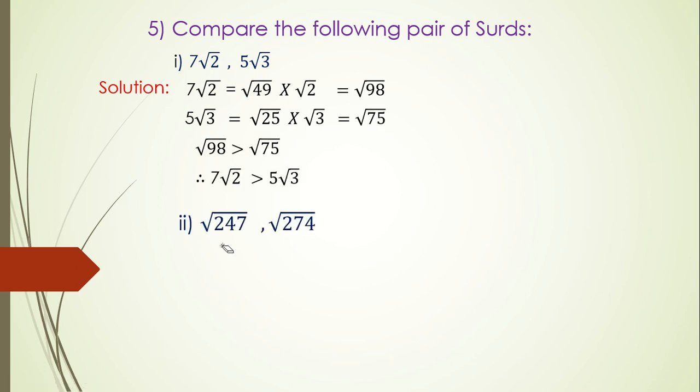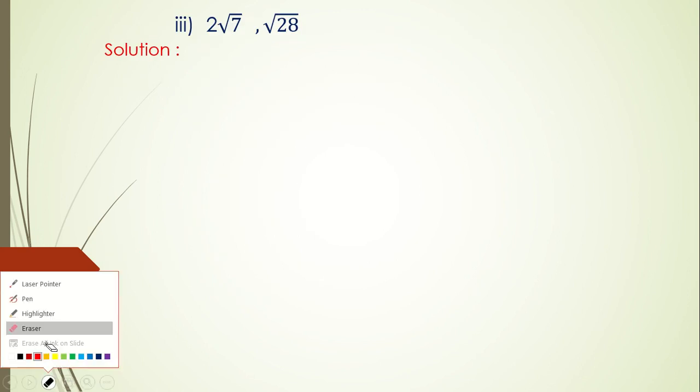Next sum. Now here you can directly say order is same and the numbers, which is greater? 274 is greater. So obviously 274 is greater than this. Okay, that we can easily say. Here there is no question. 247 is smaller than 274. So that was easy. Now in this case, what will we do?